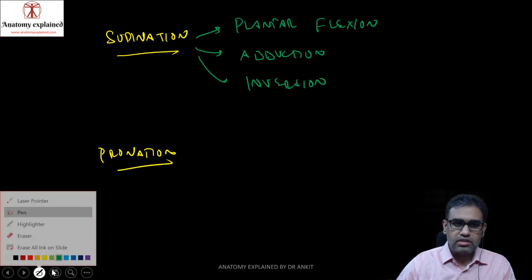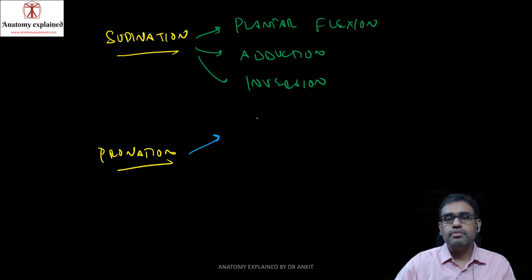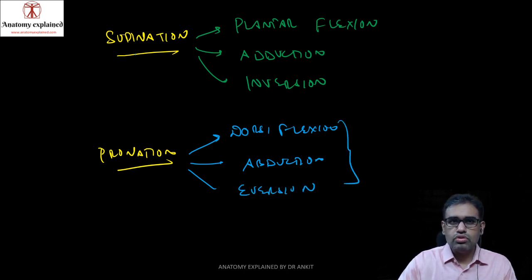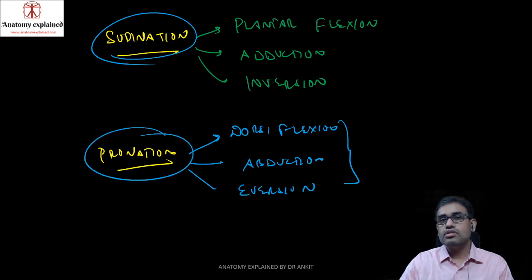The opposite of these movements is what we call pronation. In pronation, we have the dorsiflexion, we have the abduction, and we have the eversion. Eversion is when the sole starts to face laterally. These two words are more often used in the case of ankle joint movements or the foot movements than eversion and inversion. Eversion and inversion don't occur normally in isolation, but it is a combined movement. That is our supination and pronation.